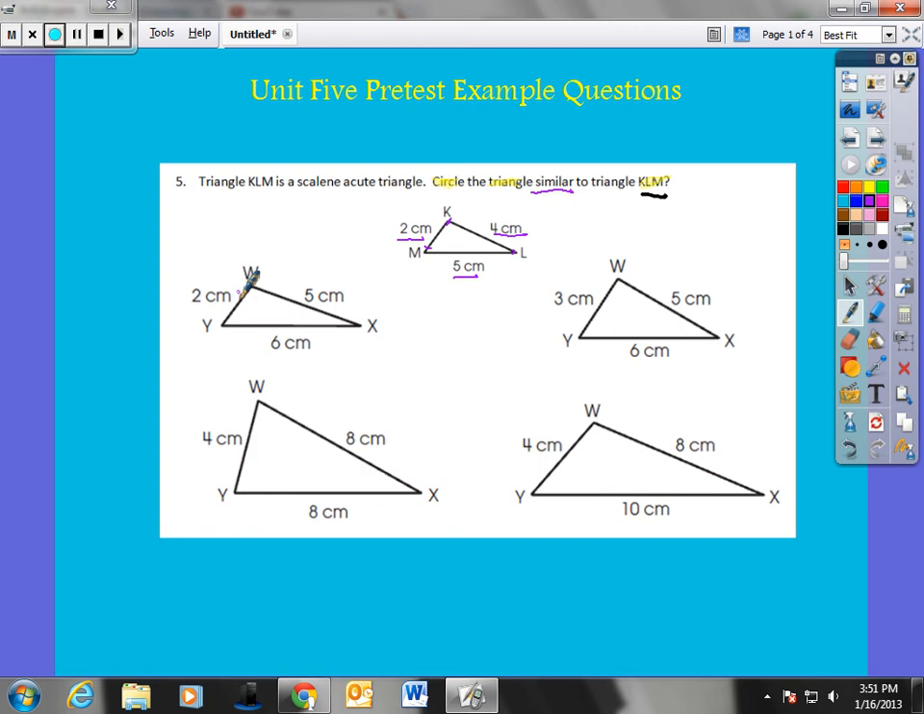I'm going to look at each triangle individually. So this side is 2, this side is 5, and this side is 6. If I'm comparing triangle WXY to KLM, I see that these two line segments are congruent, but everything else is different. So there really aren't similarities, because for similarity all 3 sides have to have something in common with the other one. This one has nothing in common, with the exception of this line segment being congruent. So I can eliminate this one.